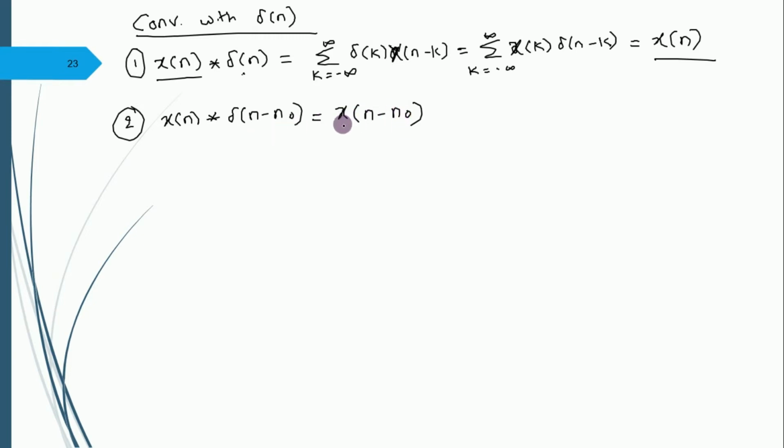That's it. Remember, delta will result in 1 when the value in the parenthesis goes to 0. When will it go to 0? When n value is n naught. Only then this will go to 0. So that's why we have to write x of n minus n naught. So this is the third one.